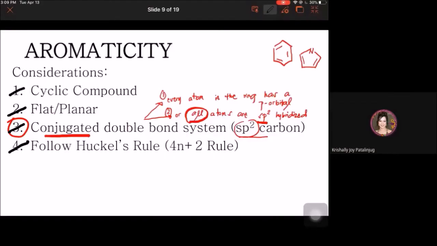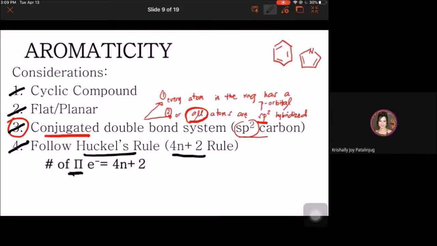And the best way to identify if the ring is aromatic is to compute if it follows Huckel's rule. This is applicable to both homocyclic ring and heterocyclic ring. So what is Huckel's rule? Huckel's rule, this is the formula: 4n plus 2, where the number of pi electrons, pi being the symbol for pi electrons, equals 4n plus 2.